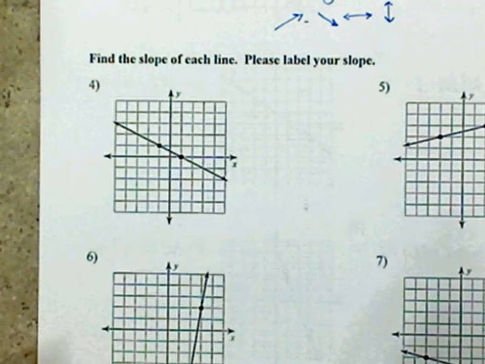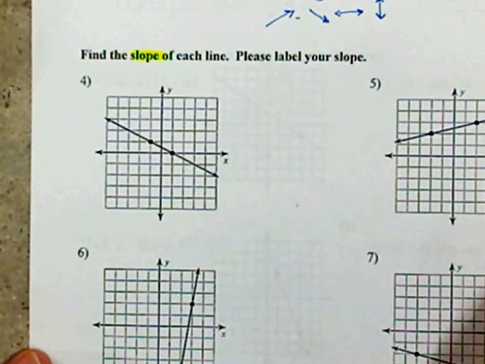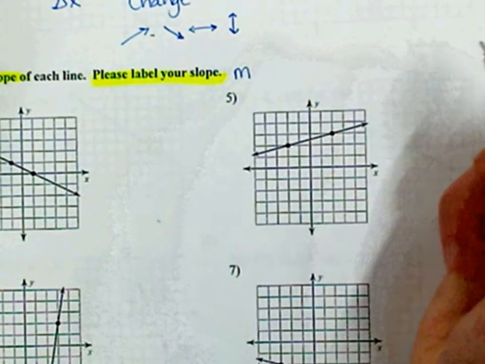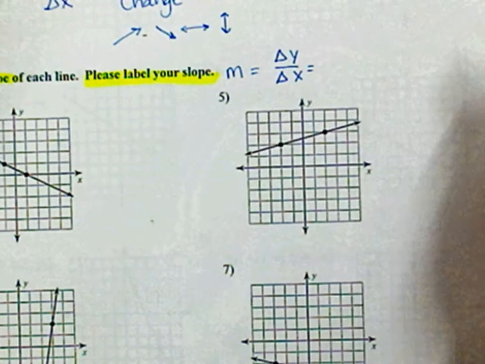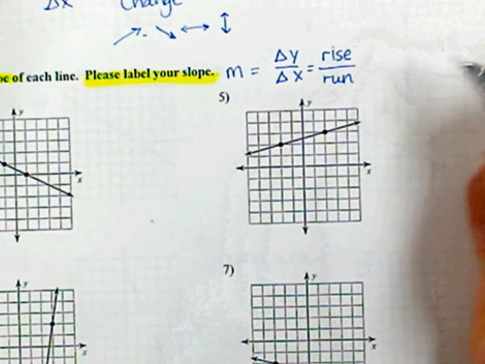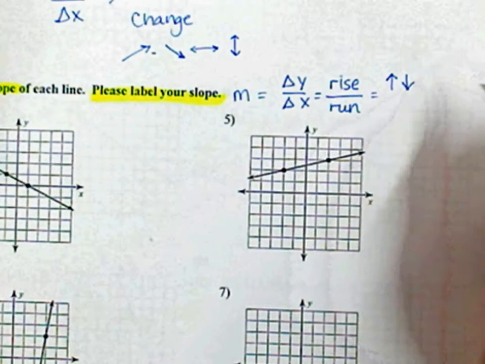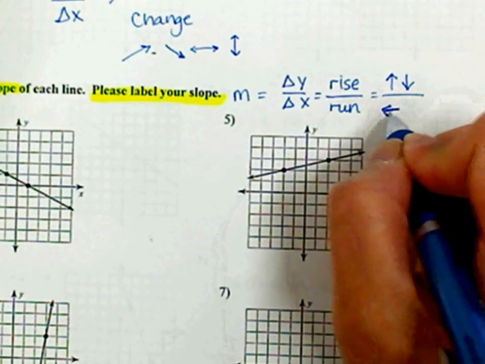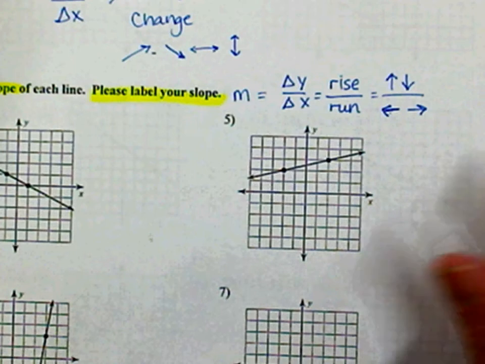It says, before you start, always read the directions. Find the slope of each line, and please label your slope. And slope is the letter m, and that is the change of y over the change of x, which is the same as your rise over your run. The rise is you're going to go either up, which is positive, or down, which is negative. The run is you're going to go left or right. Left is negative, right is positive. Just like reading, you read left to right, so you start left to right.